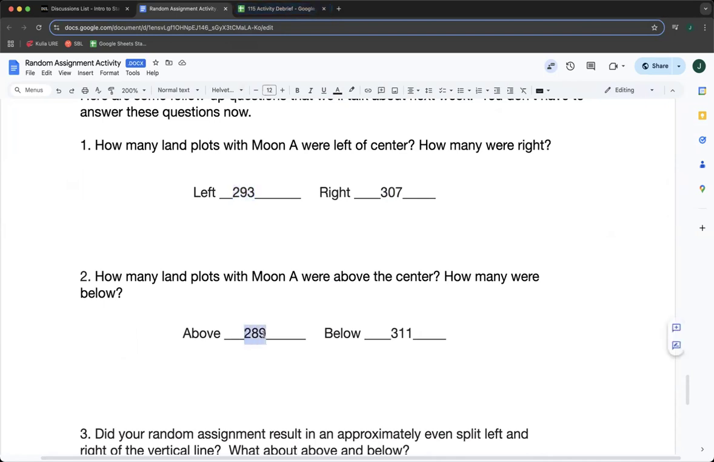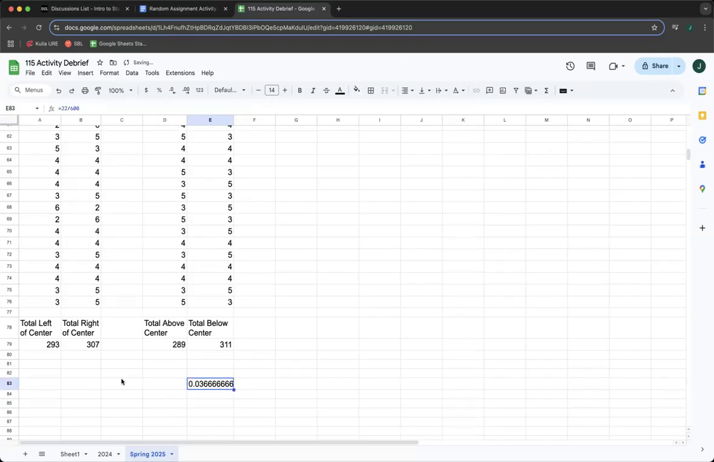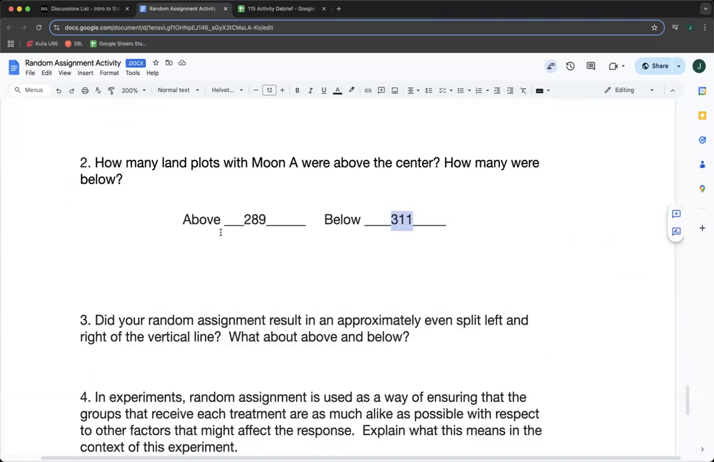And look at this one, also 600, right? This one is a little further apart. 289 to 311, that's 22 apart. But out of 600, that's a very small percentage. So let's just do that calculation. 22 divided by 600 is about 3.67%, right? This one was 14 out of 600, which is just above 2%. So that difference is relatively small in comparison to how many land plots we're talking about, right? Okay, so we answered question three.